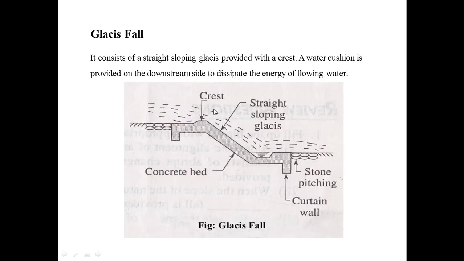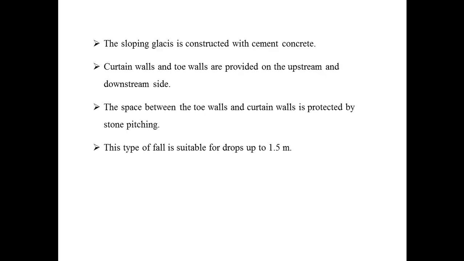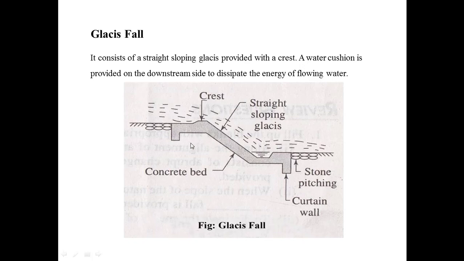The next type is the glacis fall. The glacis fall consists of a straight sloping glacis provided with a crest, as you can see in the figure. A water cushion is provided on the downstream side to dissipate the energy of flowing water. The sloping glacis is constructed with cement concrete.